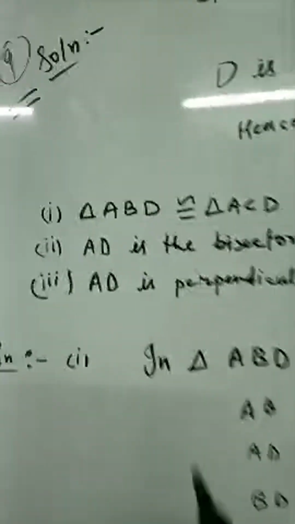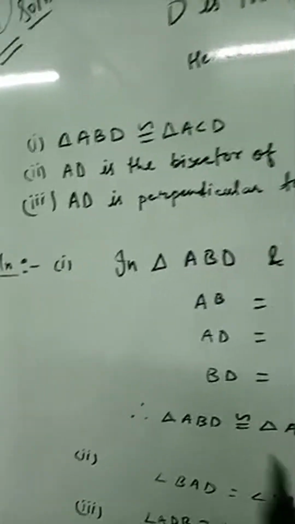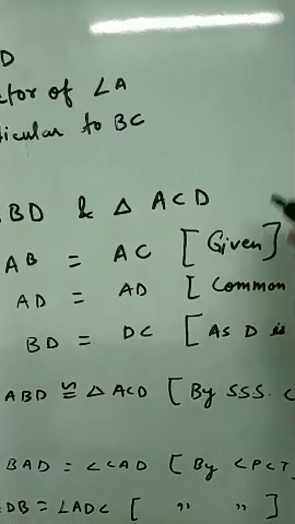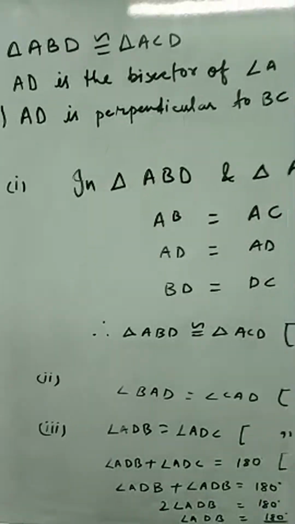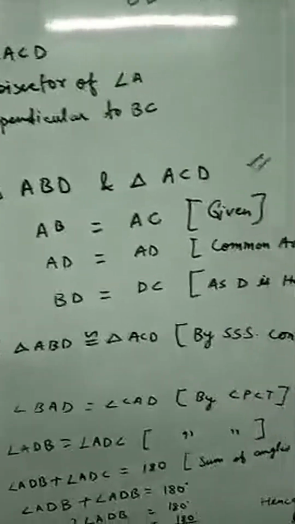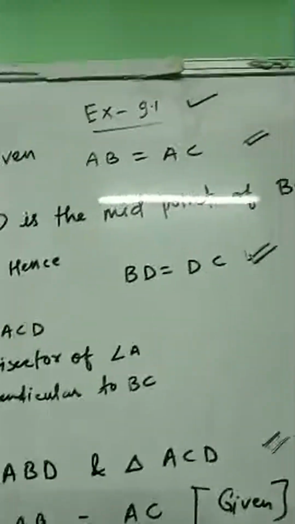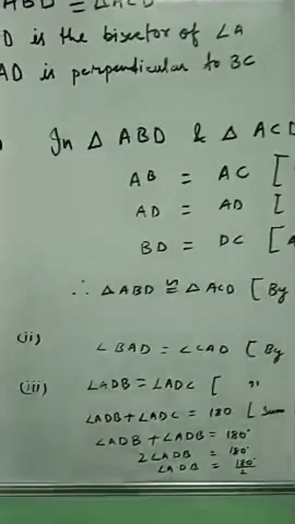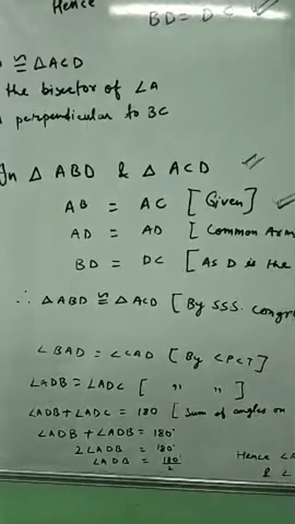The first solution I am going to discuss: as it is said, triangle ABD and triangle ACD. So first of all, you have to take triangle ABD and triangle ACD. That is given, so we'll write that. After that, AB is equal to AC. That is given in the question only, so we have written it as it is, because for congruency three things are required. Three points are required to prove both the triangles are congruent.